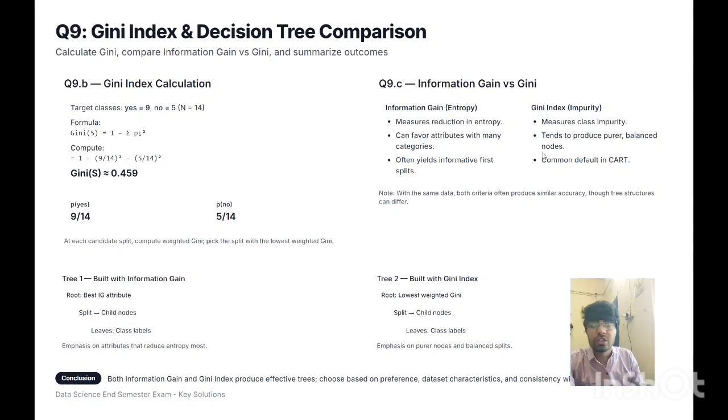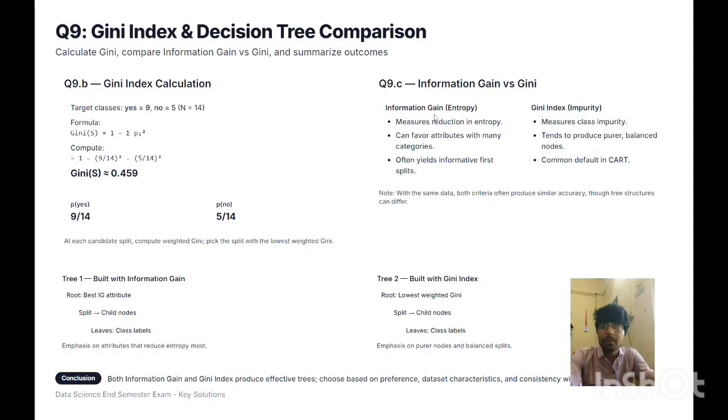Now go to question number 9 part B. We calculate the Gini index. Instead of information gain, the Gini index formula is Gini of S equals 1 minus the sum of p_i squared for all classes. For the root with 9 yes and 5 no, Gini equals 1 minus (9 over 14) squared minus (5 over 14) squared, which equals 0.459. You calculate Gini for each split similar to how we did information gain. Then choose the attribute with the lowest weighted Gini index.